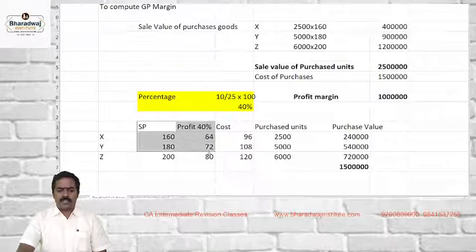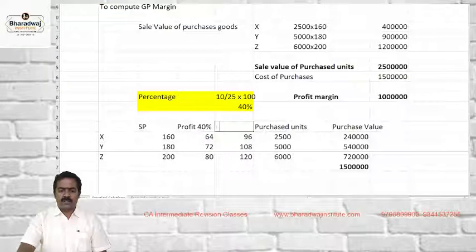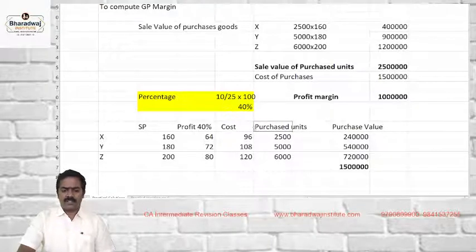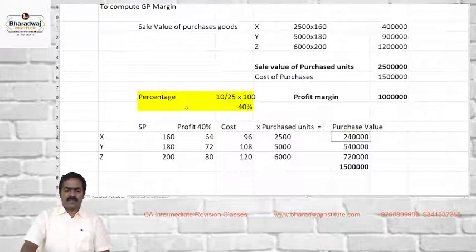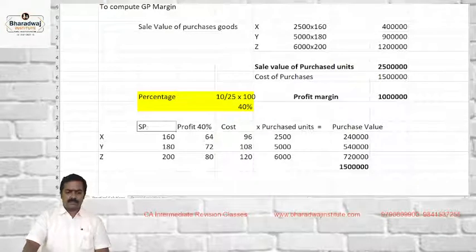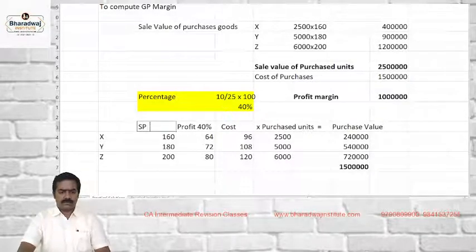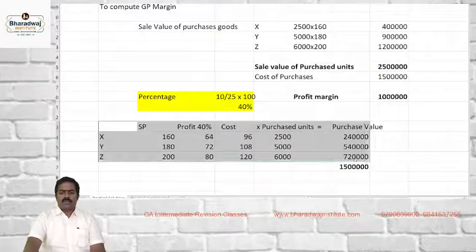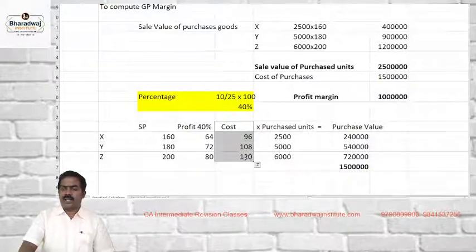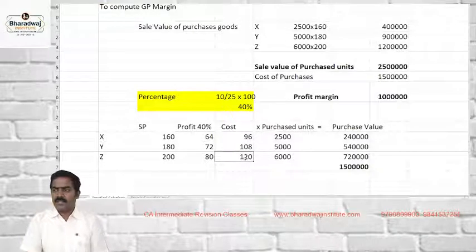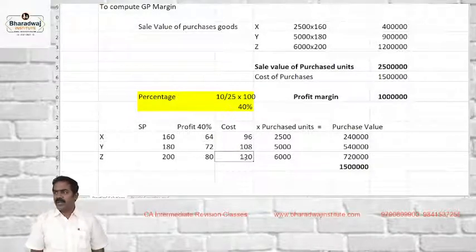Okay, selling price minus profit 50% will give us which one? Cost of the goods. Okay, that multiplied with purchased units. Cost multiplied with purchased units, which gives us which value? Purchases value. So cost per unit is 98, 96, 108 and what? 120. It is not same.